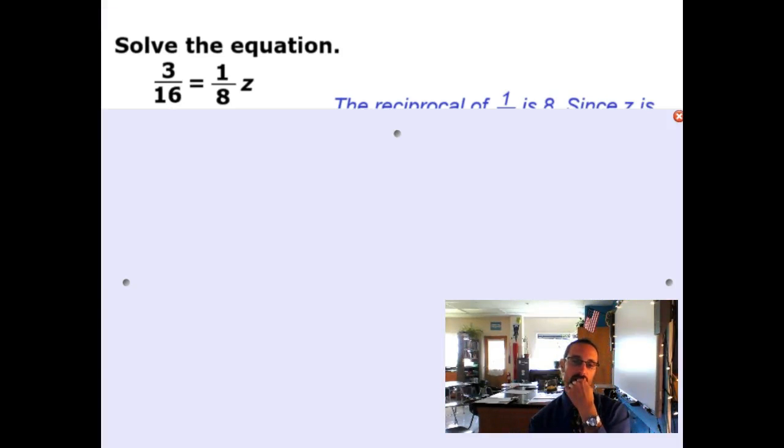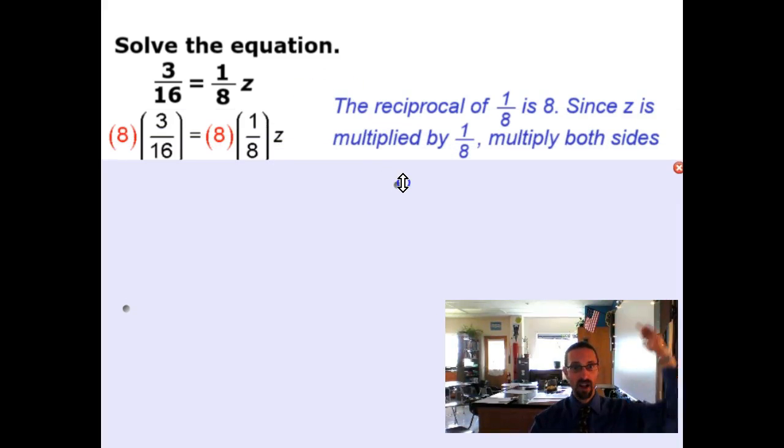Take a look at this one here. 3 over 16, or 3/16, is equal to 1/8 times Z, or 1/8 of Z. So in order to get Z by itself, 1/8 is being multiplied with Z. I need to either divide by 1/8 on both sides, or multiply both sides by the reciprocal of 1/8. And that's just the whole number, 8. So yeah, multiply both sides by 8.